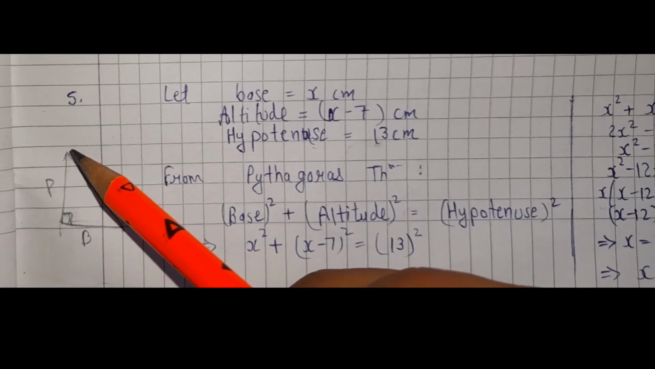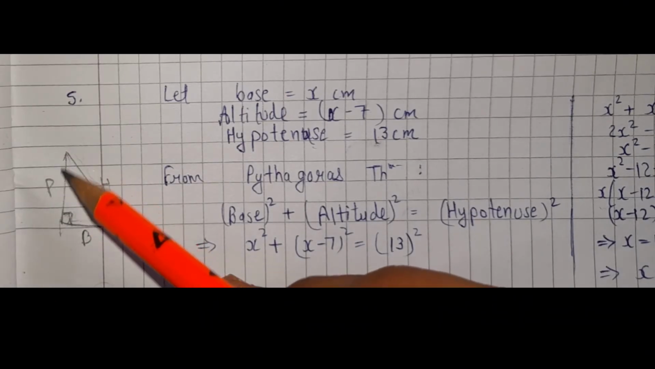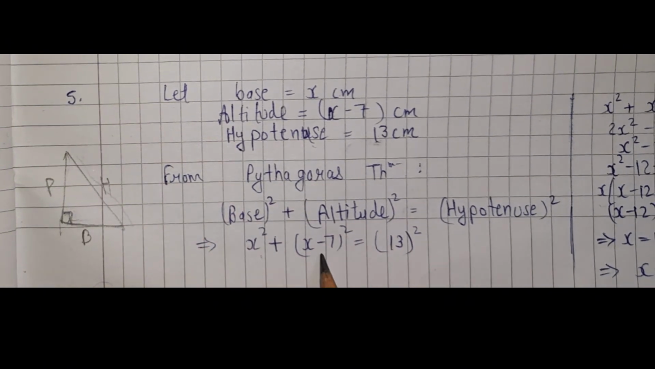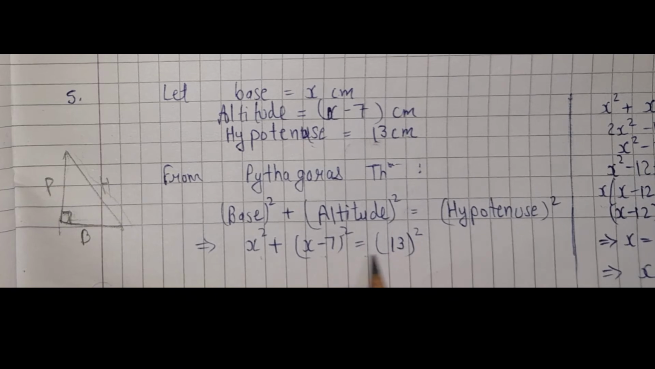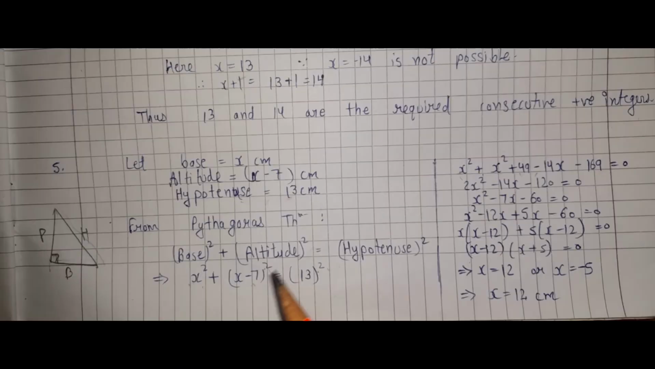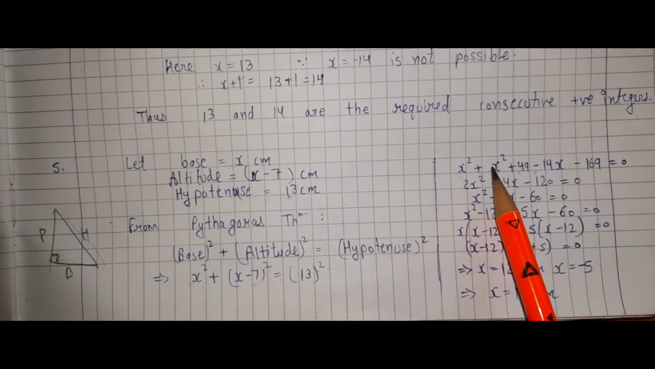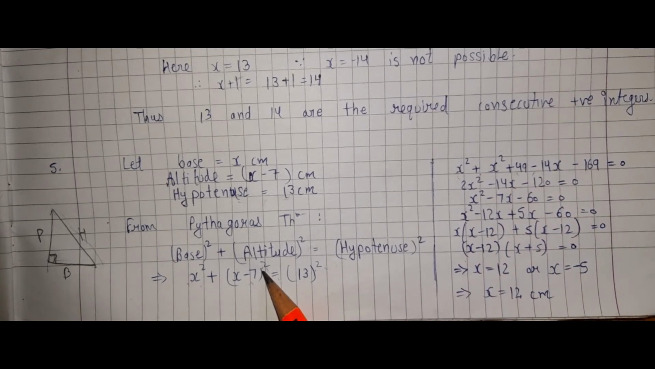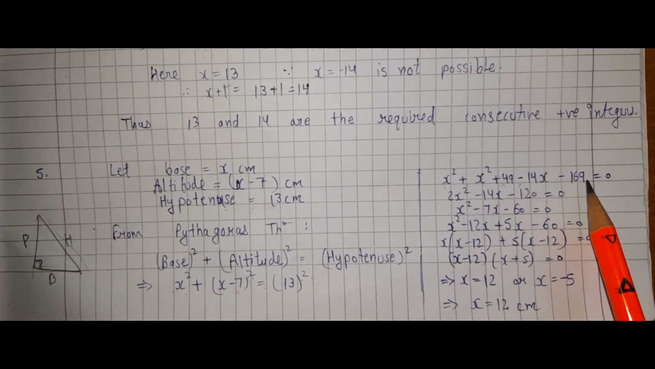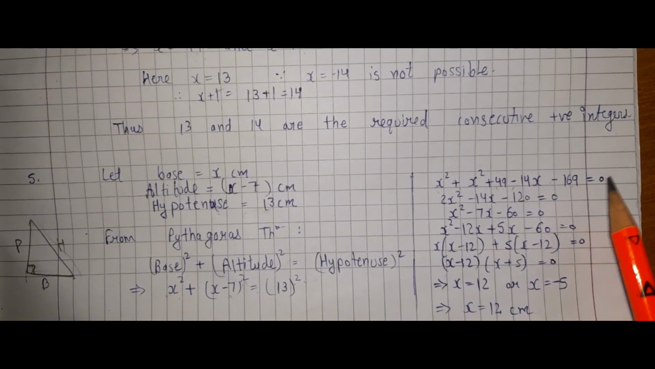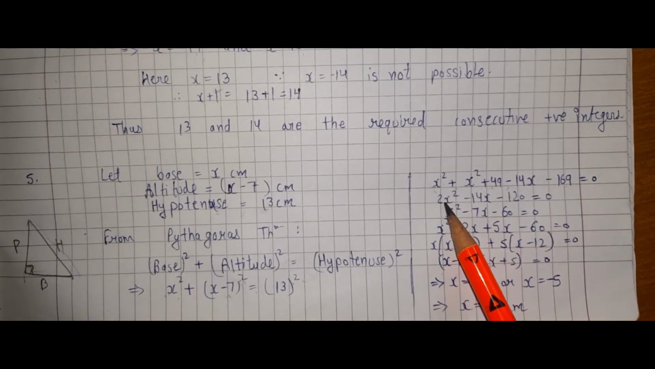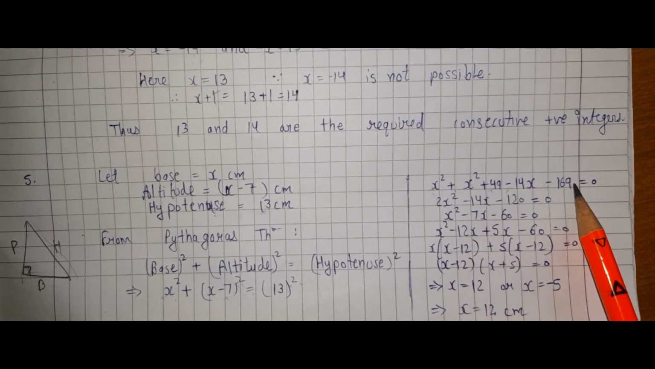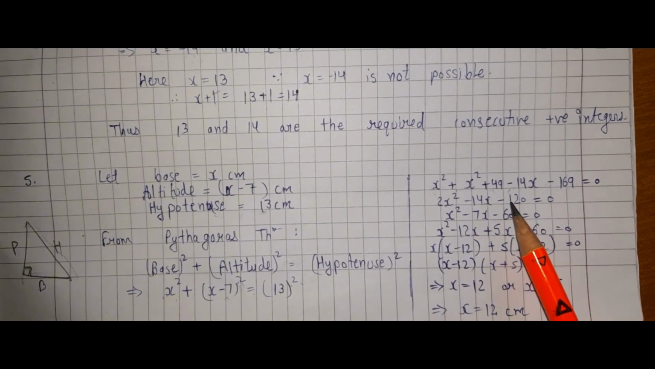Since we know from the Pythagoras theorem, base squared plus perpendicular squared equals hypotenuse squared. So x squared plus (x minus 7) whole squared equals 13 whole squared. Now (a minus b) whole squared equals a squared plus b squared minus 2ab, and taking the right hand side term to the left hand side we will get minus 169. Right hand side will become 0. So x squared plus x squared equals 2x squared, minus 14x as it is, 49 minus 169 equals minus 120.